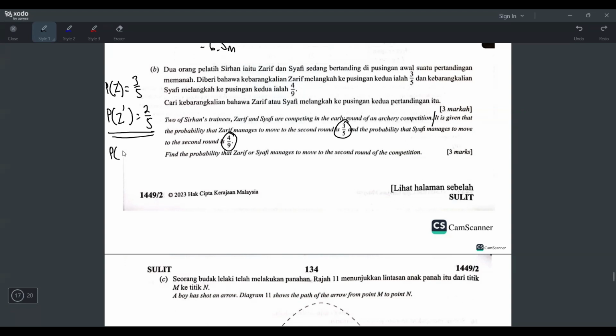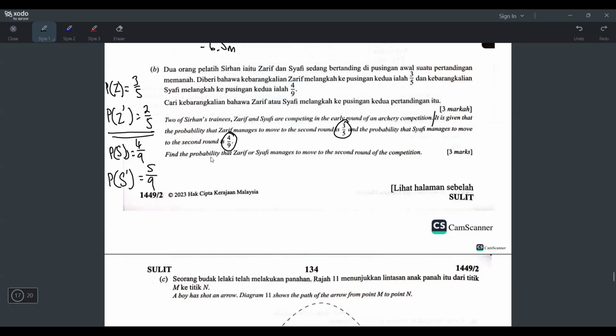So the probability of Shafi move to second round is 4/9. So what is the opposite? The opposite would be probability of Shafi not moving to the second round. It will be 1 minus 4/9, 5/9, right? Okay, and then for this type of question, I will always teach my student the same way. I always advise them, I always tell them, write down all the possibilities. A lot of you, you all struggle with this question is because you don't write down all the possibilities. And that is why you don't know how to do the question, right?